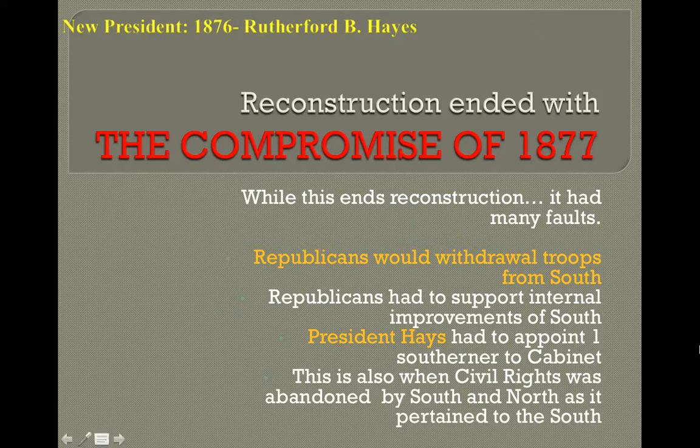You also had Republicans that had to support internal improvements in the South, but one thing that President Hayes did is he had to appoint one Southerner to the cabinet according to this compromise. But one thing I am absolutely positively going to have you circle. Big circle down here at the bottom. I'm going to look for it tomorrow. It also said that civil rights was abandoned by the South and the North as it pertained to the South. Civil rights cases were dropped, and I want you to again write the code of laws that kept the African Americans away from the polls. The Jim Crow laws. I want you to write that down. I'm looking for it. Jim Crow laws.